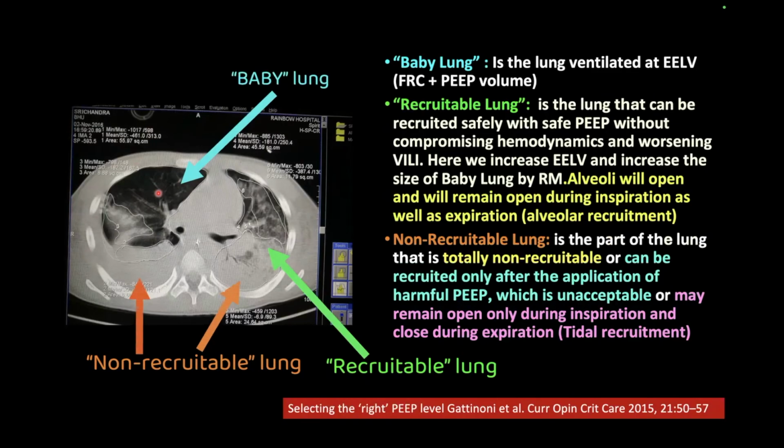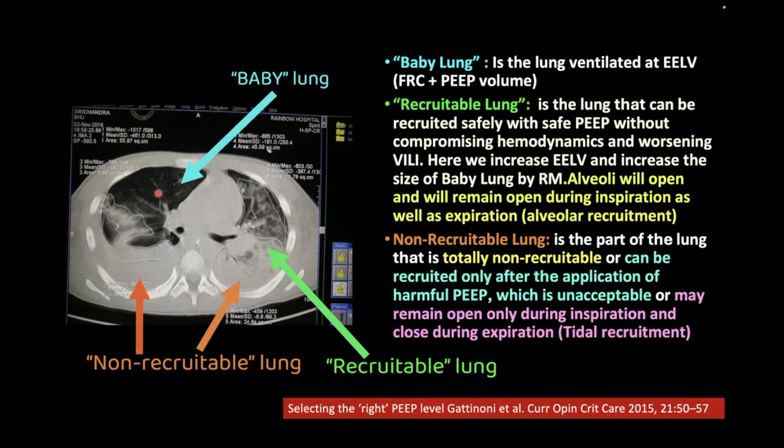And then you have a last phase, the non-recruitable part of the lung, where either the alveoli will never open no matter what PEEP you apply, or they may open at a very high PEEP, and that high PEEP can be harmful because then the volume will be too high, or you will be hitting total lung capacity.